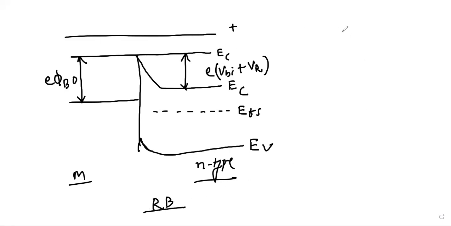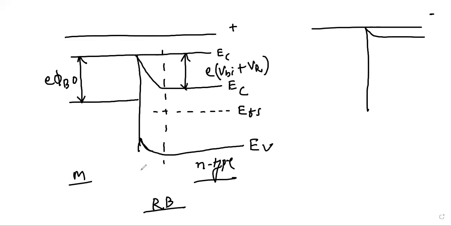For forward bias, we have the same vacuum level, but this side is now connected to the negative terminal. So the bending will be less because the Fermi energy level here will go up. The space charge width is more in the reverse bias case. In the forward bias case, it will be less.